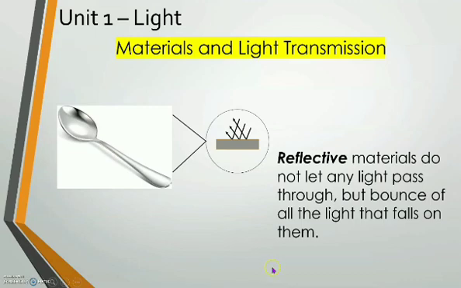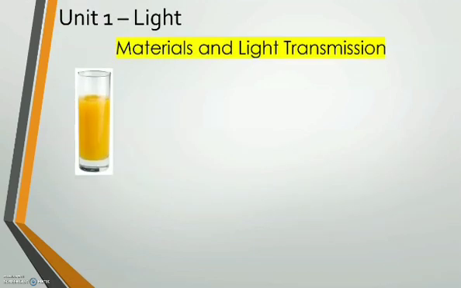So what is the material that light does not pass through but bounces off? Very good. It's called the reflective material. Now let's see more examples of materials and light transmission.